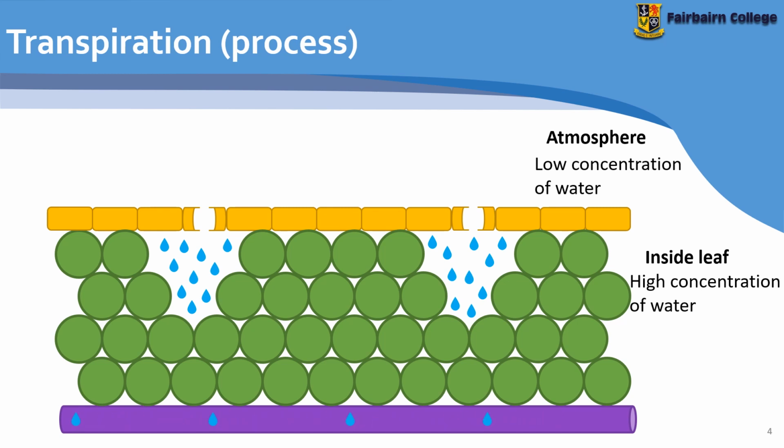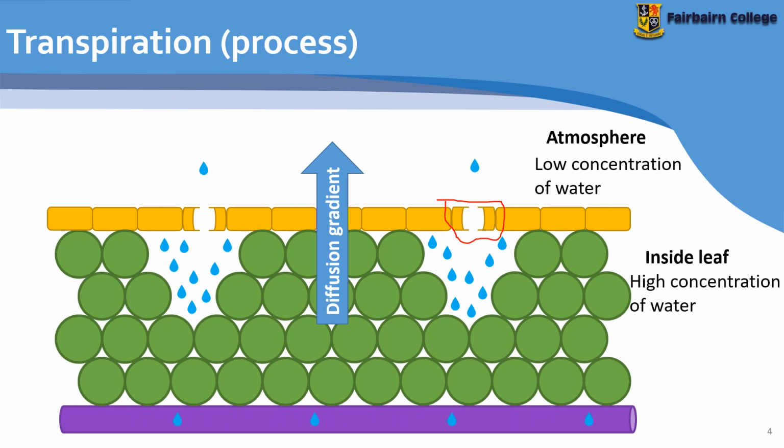And if you have a high concentration of something in one area and a low concentration in another area, this causes a diffusion gradient. And if there's a diffusion gradient and an open space, like we have here with the stomata, then that is going to allow the substance to move from the area of high concentration to the area of lower concentration. And that is how water moves out of the leaf.